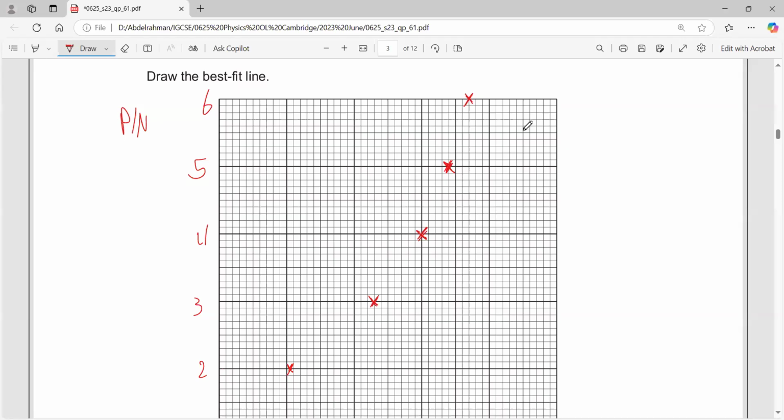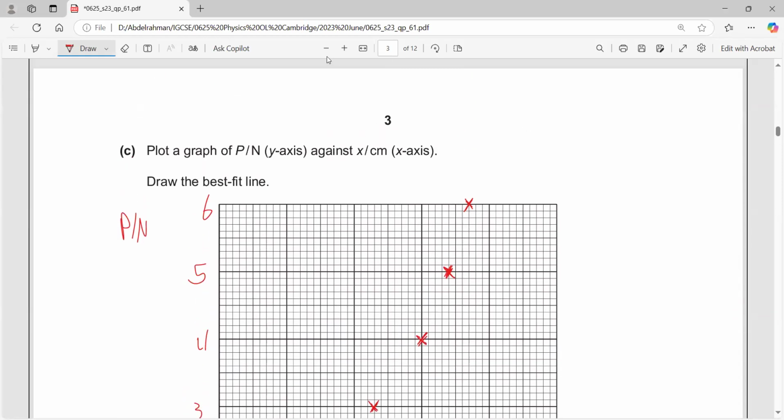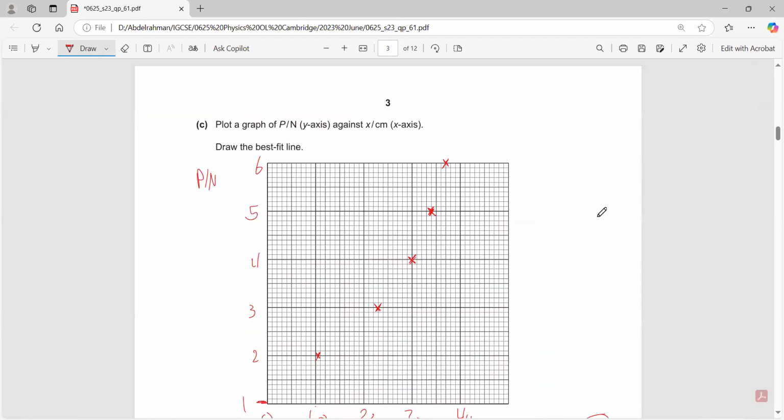Can I draw a best fit line? Yes, I can draw a best fit line. For this line, actually, this seems like a curve. How should I know whether it is a curve or not? You should know from the graph. This does seem like a curve.